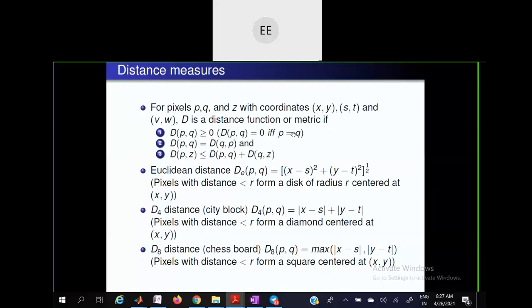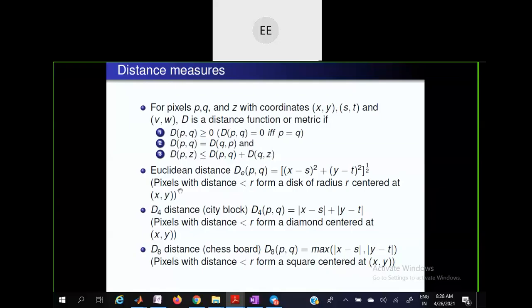Now, if both P and Q are the same, definitely the distance is zero. The distance from P to Q is the same as the distance from Q to P. That's also obvious. The distance from Bangalore to Tumkur is the same as from Tumkur to Bangalore, unless we follow a different path. Here it is just the physical distance. The distance between P and Z will be less than or equal to the distance from P to Q plus the distance from Q to Z. So this is a simple metric which follows these conditions.